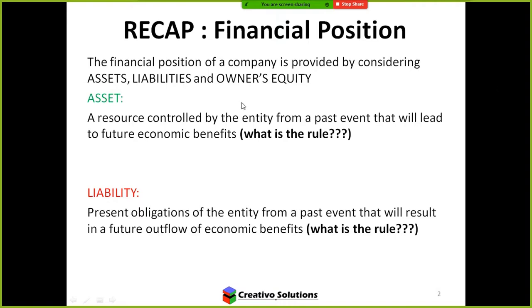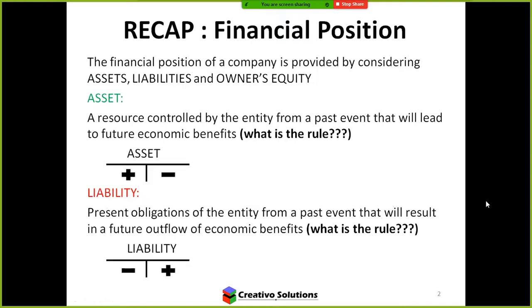Right, so you do need to go back and just look at these basics. You should still remember what an asset is. There's a definition in case you forgot. Same with the liability. Make sure you know these definitions because you need to apply those rules.